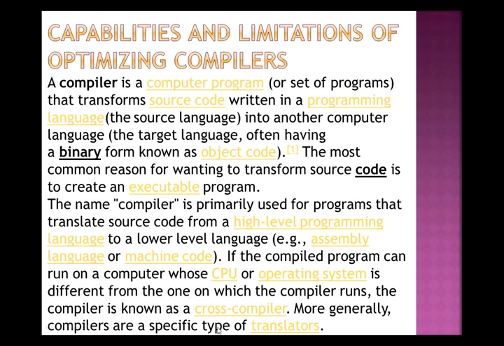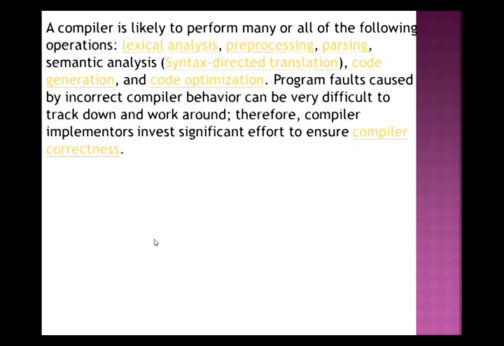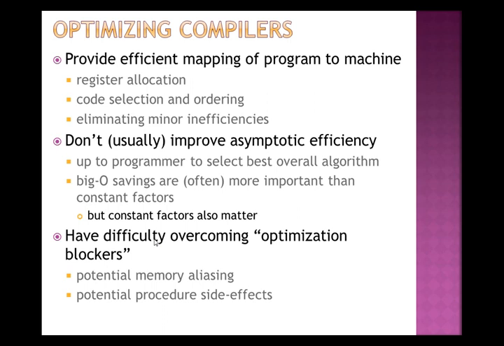More generally, compilers are a specific type of translator, used to make the source program compatible to run with the operating system. A compiler is likely to perform many functions. We also covered the operations that a compiler performs: lexical analysis, pre-processing, parsing, as well as semantic analysis. All these are part of the compiler, used to ensure that the program is converted into machine code very efficiently and effectively.